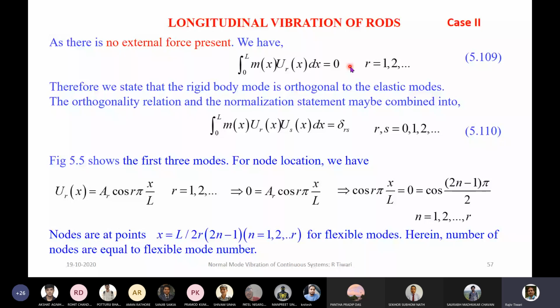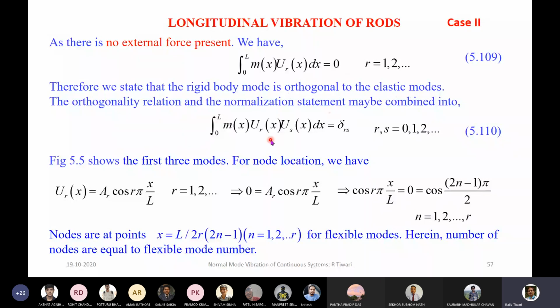So this is representing that the eigenfunction corresponding to the rigid body mode and the flexible mode are orthogonal to each other. This expression is indicating that even the rigid body eigenfunctions are orthogonal to the eigenfunction related to other flexible modes, which is r is equal to 1, 2, 3, 4.